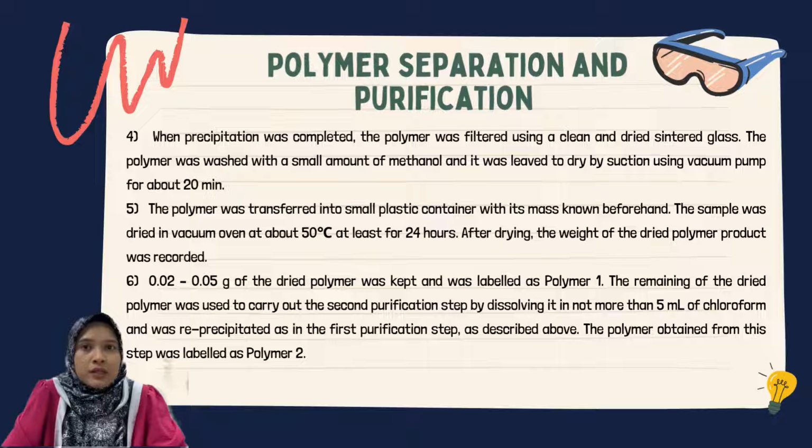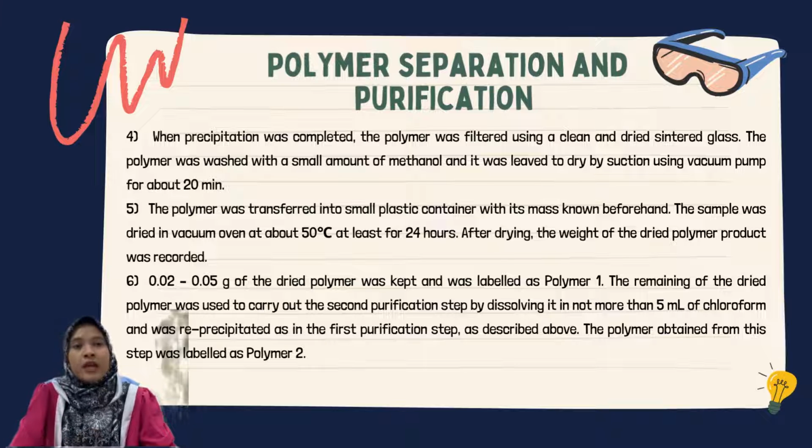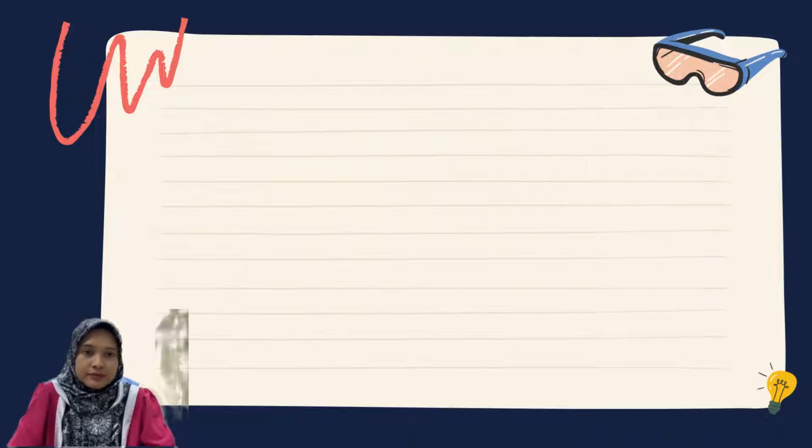And then about 0.02 gram to 0.05 gram of the dried polymer was kept and labeled as polymer 1. The remainder of the dried polymer was used to carry out the second purification step by dissolving it in not more than 5 ml of chloroform and reprecipitating as in the first purification step as described before. And then the polymer obtained from this step was labeled as polymer 2.